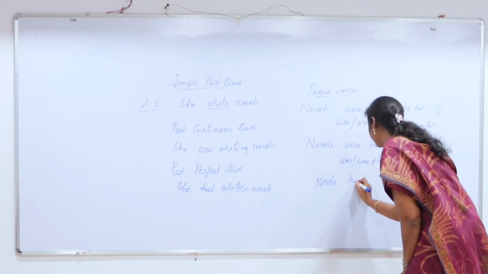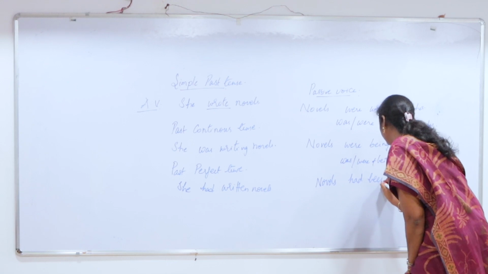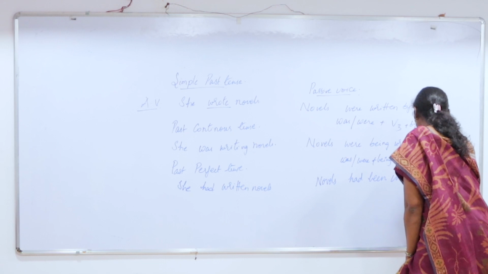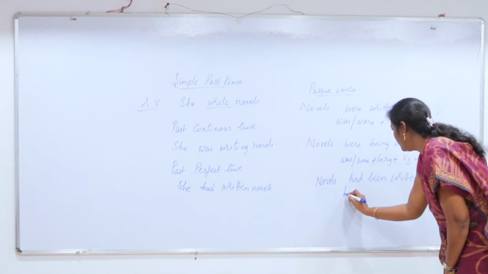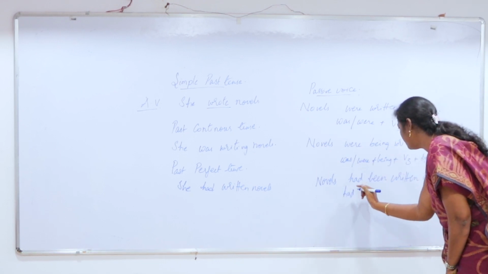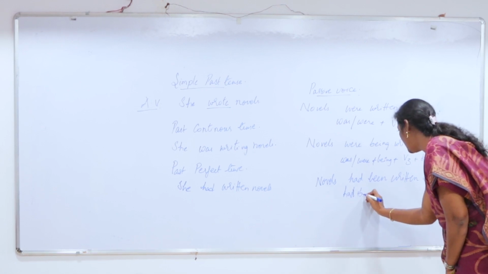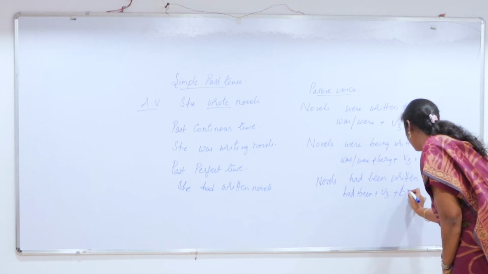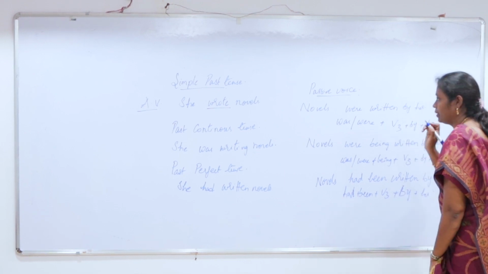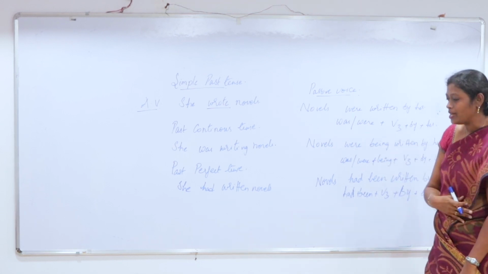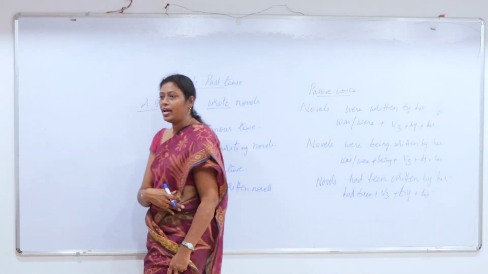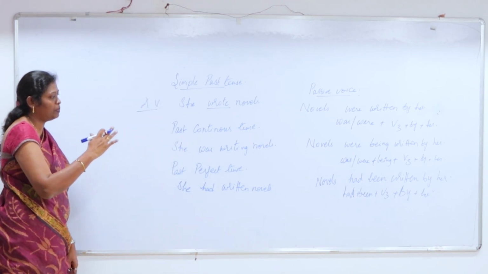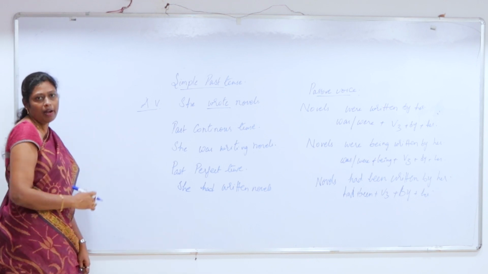So when we change it into passive voice, novels had been written by her. Here we should not use the earlier form, but we need to go with had plus been, had been plus the V3 form followed by the preposition by plus her. I hope you have noticed that in present and past as well, we do not have the perfect continuous tense, guys, because we hardly use perfect continuous tense in active and passive voice.